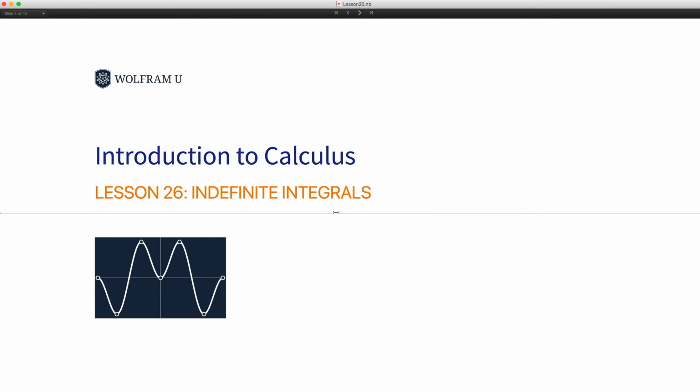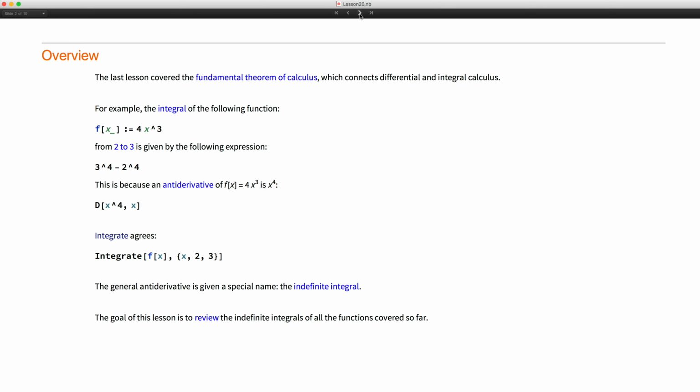Hello, and welcome to lesson 26 of this introduction to calculus with Wolfram U. The topic for this lesson is indefinite integrals. So let's begin with a brief overview of the lesson.